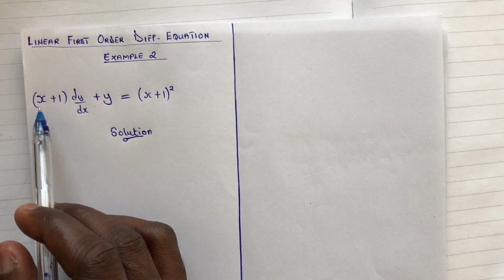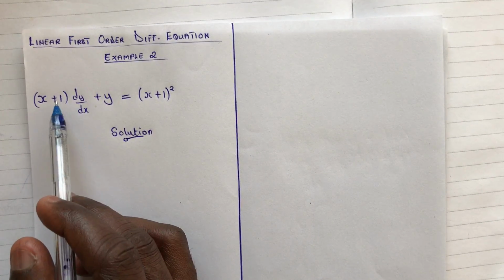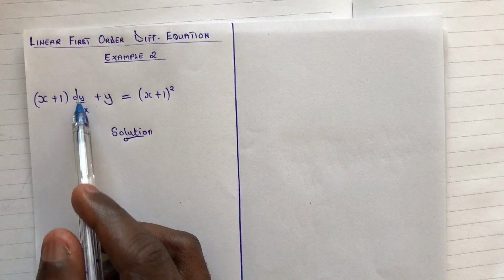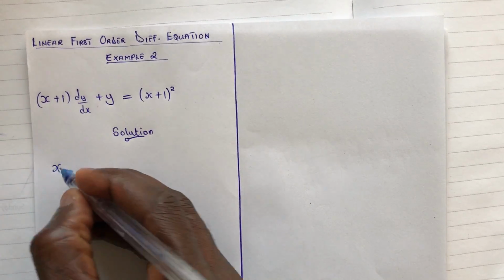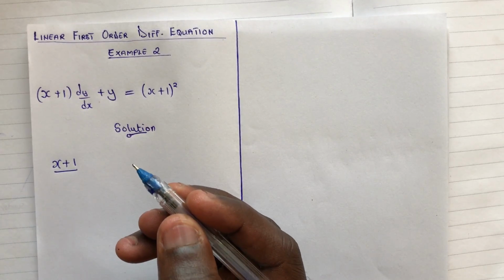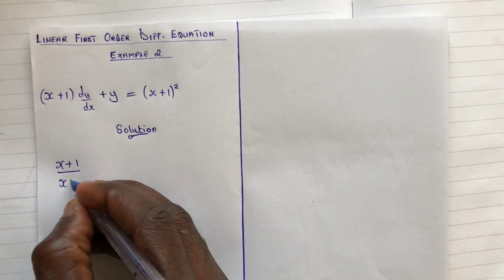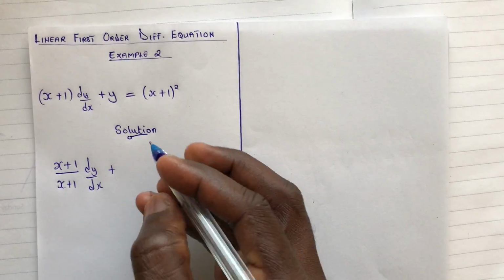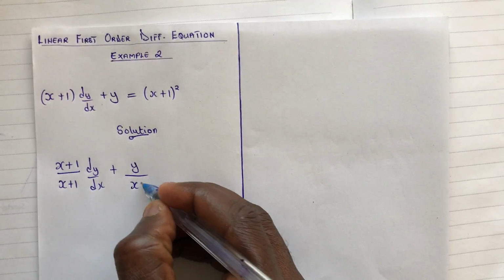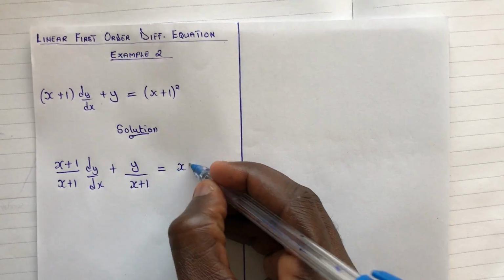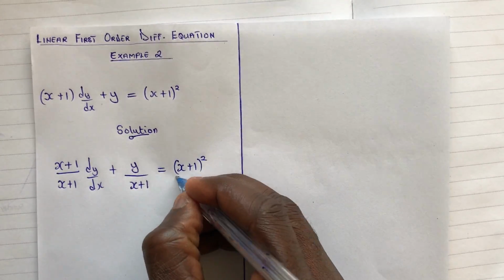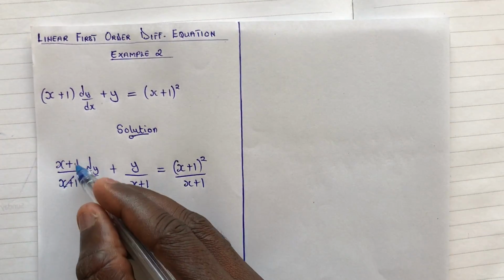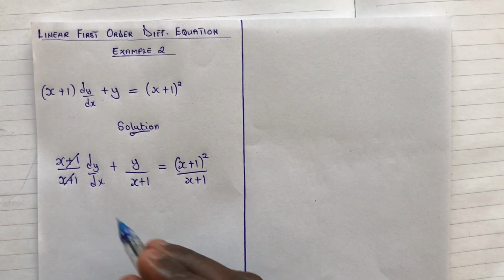So the first thing I'll do is to divide through by x plus 1 to get rid of whatever function I have here so that I can maintain my dy dx. So we have our x plus 1. Let me divide this for you to see. x plus 1 dy dx plus y over x plus 1 equal to x plus 1 all square dividing x plus 1. So we can now get rid of the first x plus 1 and we are left with this.